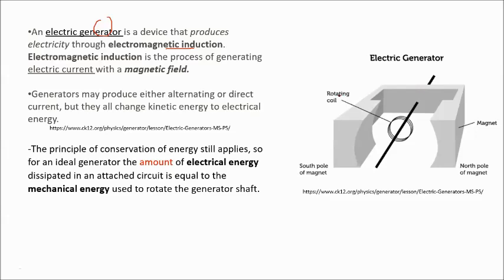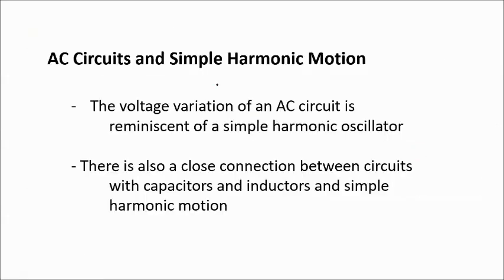So ito yung coil, no? And rotating shaft, magnetic field nasa center. So an AC circuit is like simple harmonic motion, no? The voltage variation of an AC circuit is reminiscent of a simple harmonic oscillator. Kung ma-recall niyo yung topic na pendulum, no? Oscillation. Okay. So there is also a close connection between circuits with capacitors and inductors and simple harmonic motion.